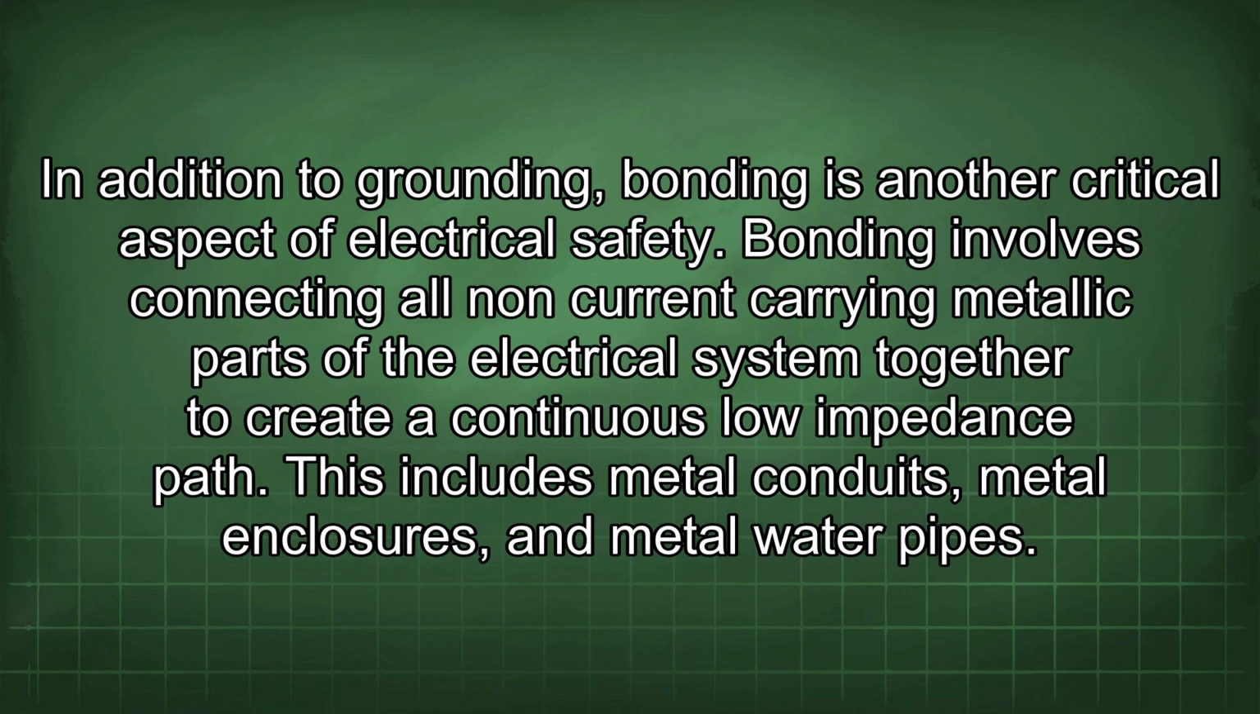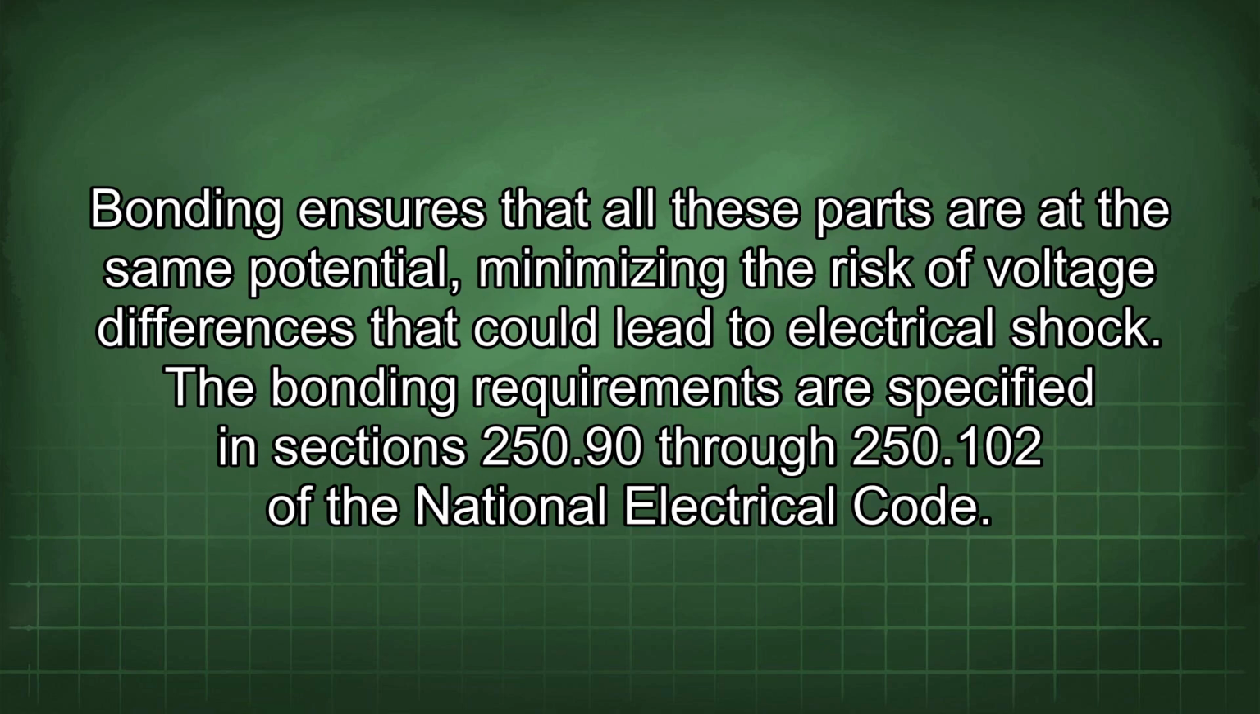In addition to grounding, bonding is another critical aspect of electrical safety. Bonding involves connecting all non-current carrying metallic parts of the electrical system together to create a continuous low impedance path. This includes metal conduits, metal enclosures, and metal water pipes. Bonding ensures that all these parts are at the same potential, minimizing the risk of voltage differences that could lead to electrical shock. The bonding requirements are specified in sections 250.90 through 250.102 of the National Electrical Code.